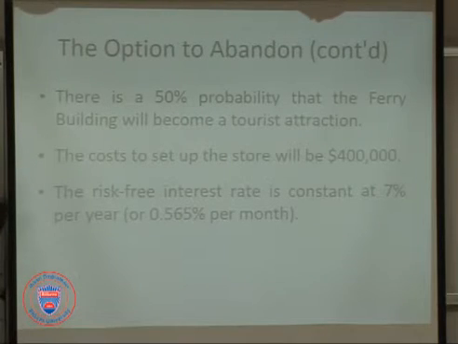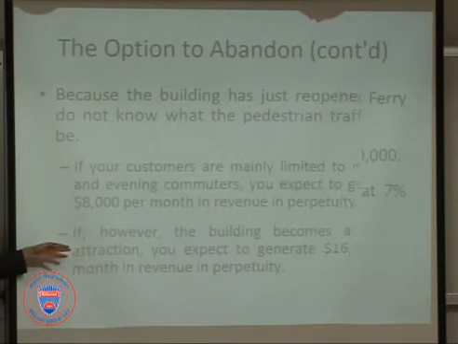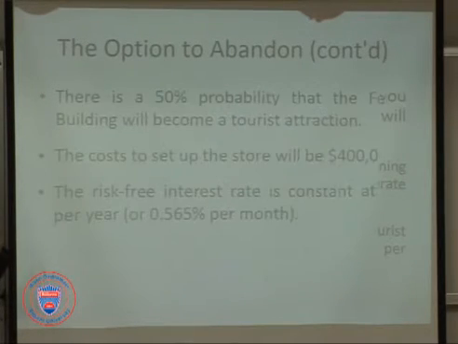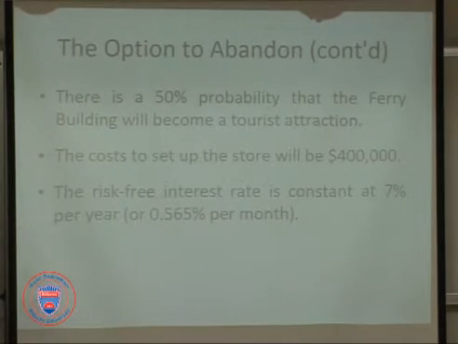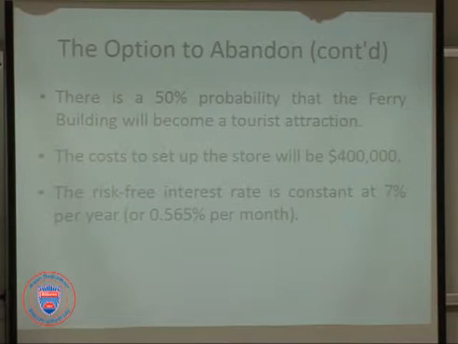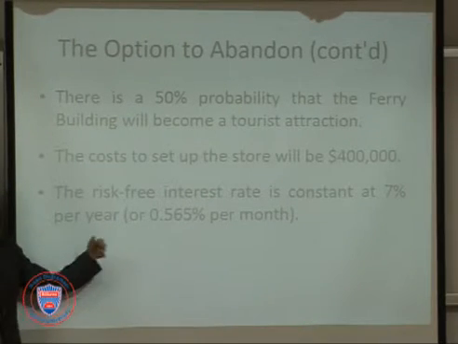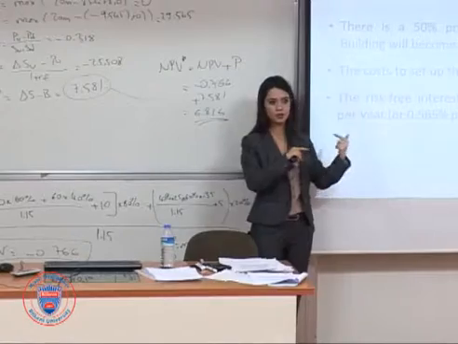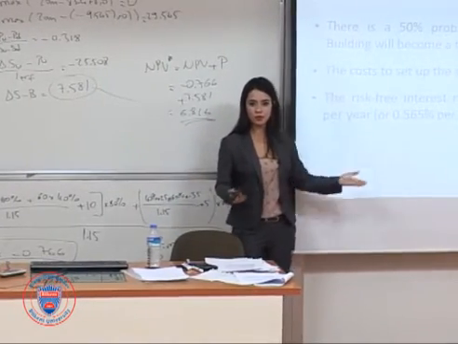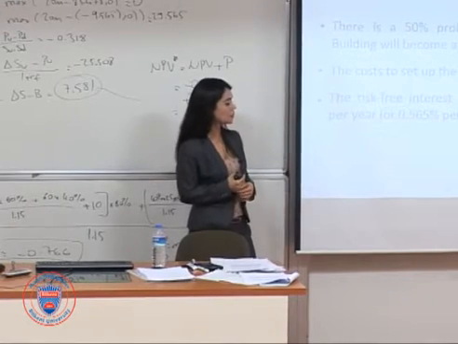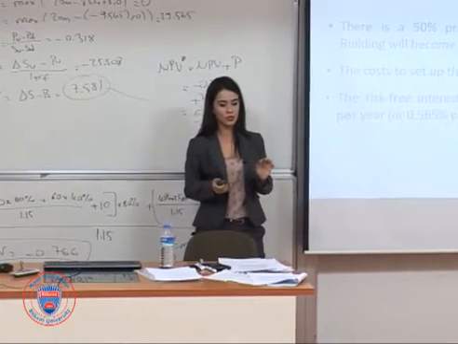50% chance the ferry area will be a tourist attraction. So in that case, I'm going to make $16,000. 50% chance it will not. So in that case, I will make $8,000. The cost to set up the store is $400,000. The risk-free rate is 7% per year. Since everything is in months, I'm converting the annual interest rate to a monthly interest rate by dividing it by 12. That's it. 7 over 12, 0.565%, is the monthly interest rate.